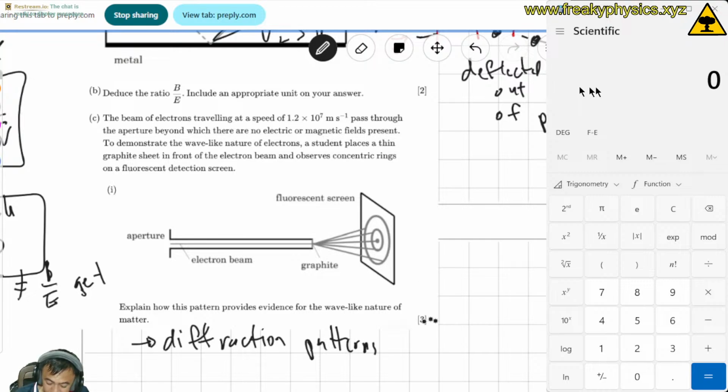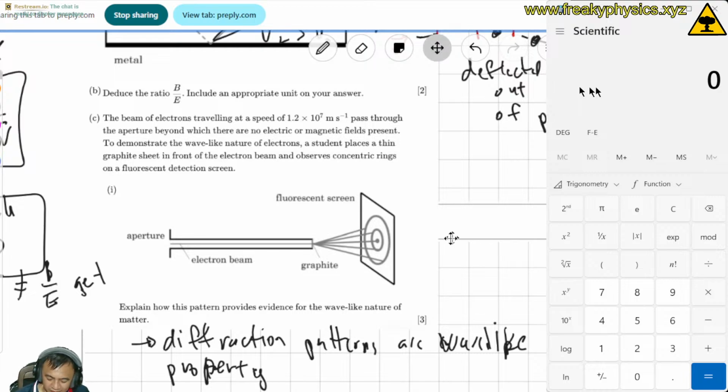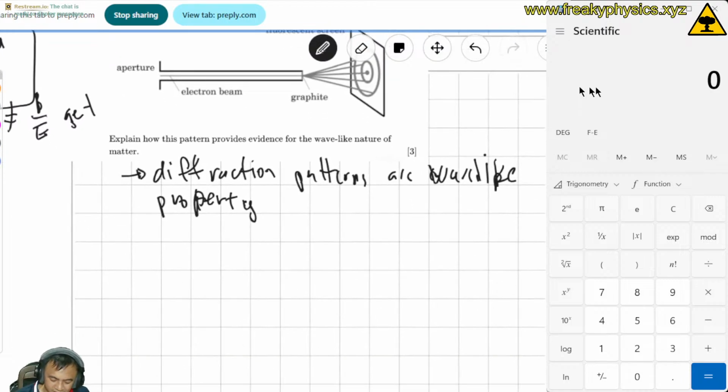It's 3 marks, so we have to hit 3 ideas, right? Diffraction patterns are wave-like properties, right? Okay, wave-like properties. So that's the first mark. Again, I'm doing a hit and miss at this point without the actual marking scheme, so I'm just answering it the way I would do it to get the 3 marks. Diffraction patterns are wave-like properties, and you can add here, not particle-like, right?